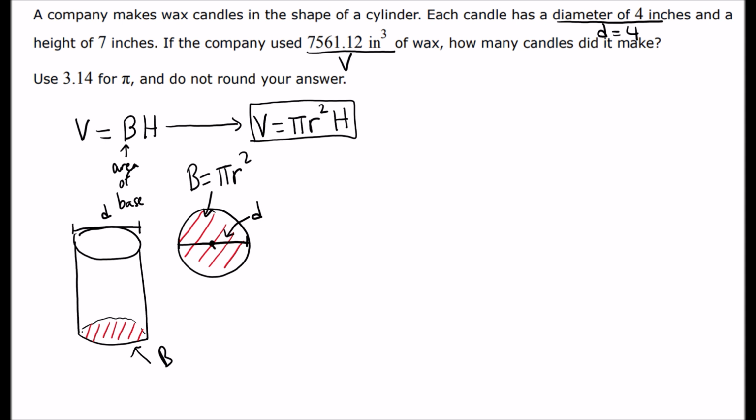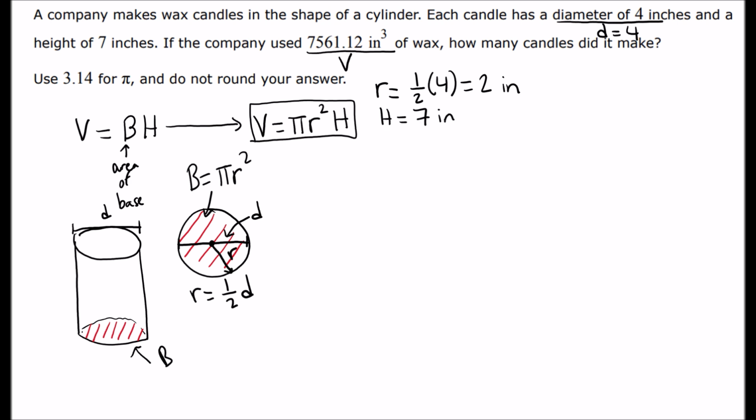But the radius is half of that distance, because it's the distance from the center to the edge of the circle. So the radius is 1/2 of the diameter. In this case, the diameter is 4, which means that the radius has to be 2. So we're going to put that here. The radius is 2 inches. And then we have that the height is 7 inches, because they told us that in the problem.